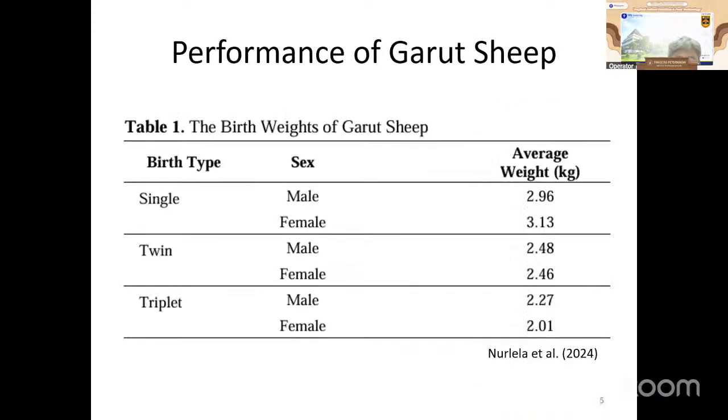Next is the performance of Garut sheep. This table shows the birth weight with different number and sex of lambs per birth. The highest birth weight is in the single birth type, followed by twin, then triplet. And males usually have higher birth weight than females. You can see here, the single is bigger than twin and triplet.